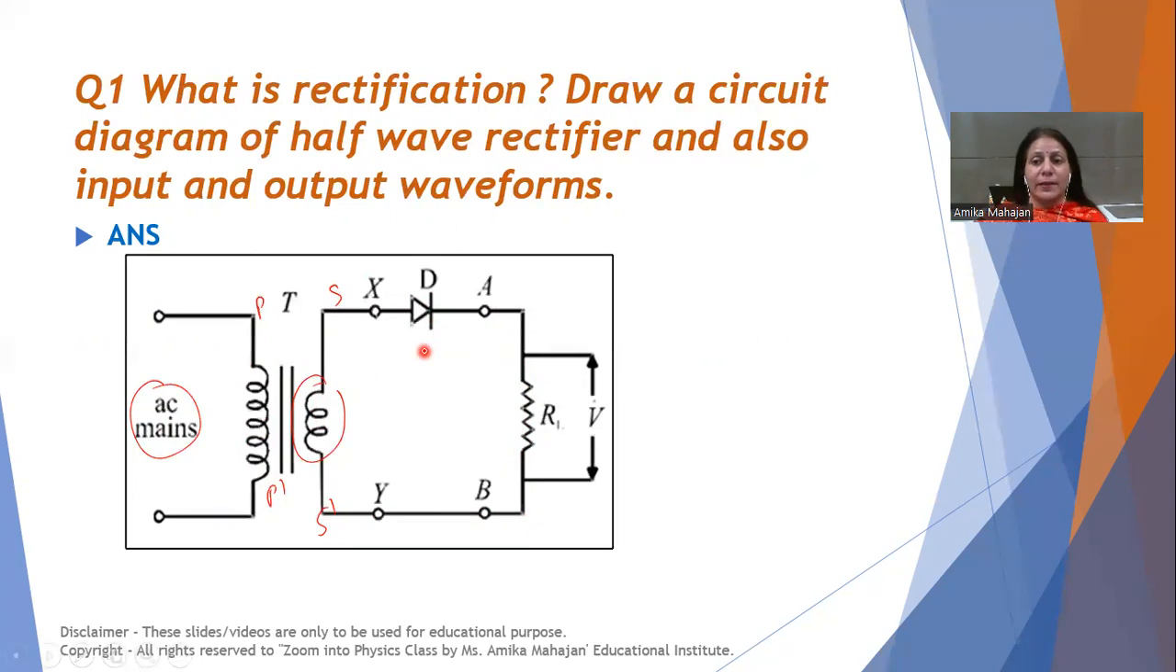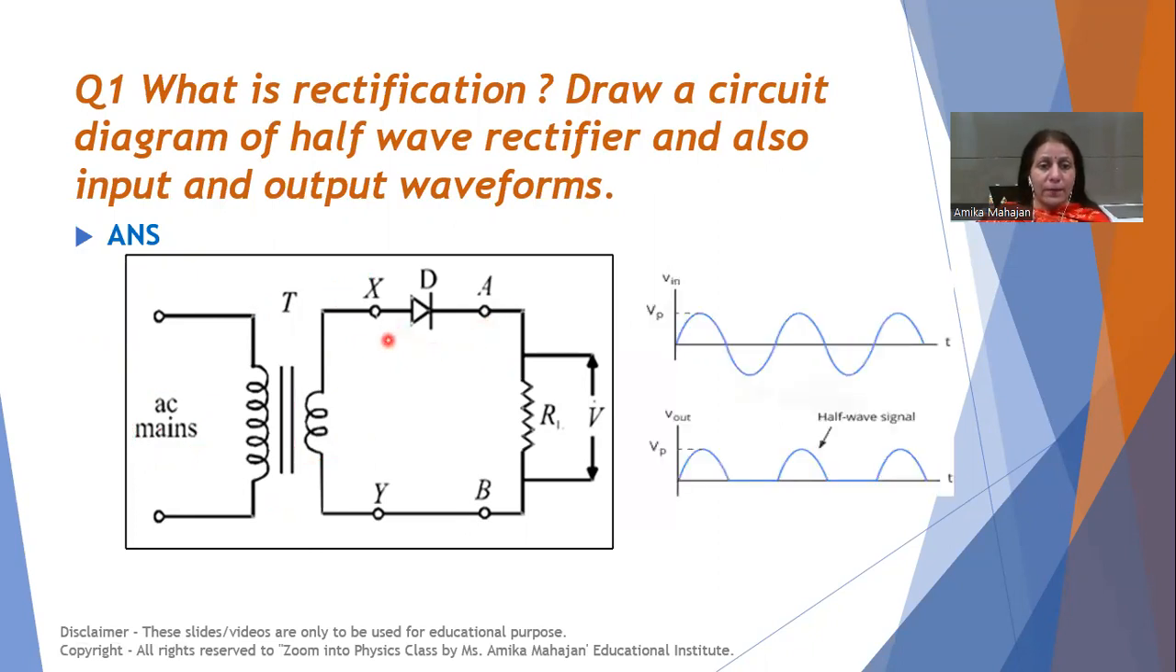For that, we have to understand the working. You are not supposed to write working here in this question because it is not asked, but I am telling you how it works. When positive cycle appears across this diode, then what happens? This upper end of secondary S dash becomes positive and lower end becomes negative. So positive is connected to P. And negative is connected to this end. So forward biasing is favored.